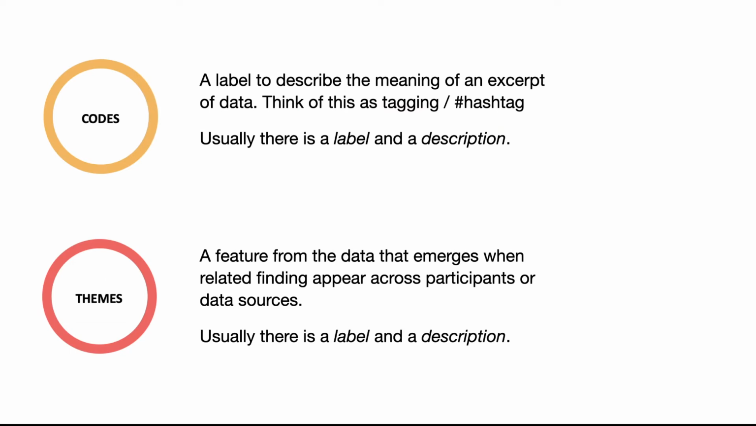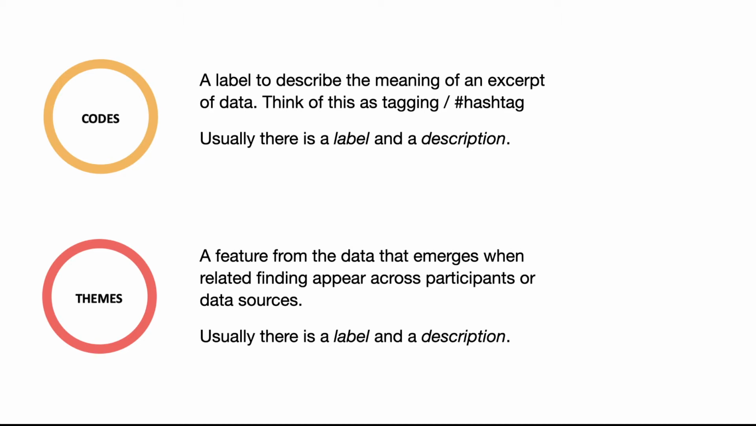There's two main things that you're going to hear about when we discuss thematic analysis, and that's codes and themes. A code is a label that's used to describe the meaning of an excerpt of data. Think of that like tagging. So you might have a hashtag on a tweet, for example. That's a code. You've got one small piece of data and you're tagging it with some semantic to give it meaning.